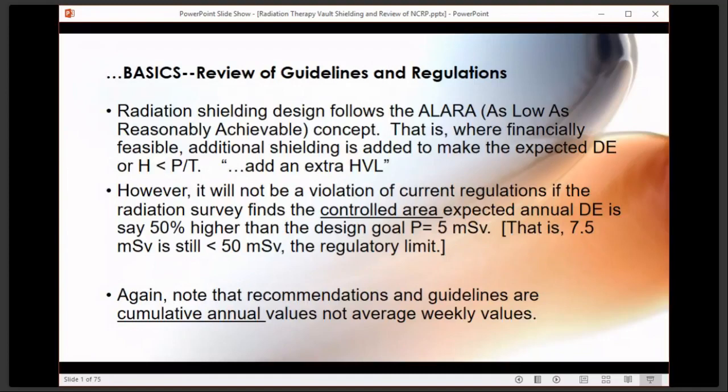And again, the regulations are annual values, so you can have weekly variations and still be fine in terms of the annual cumulative dose to any individual or in a particular area.